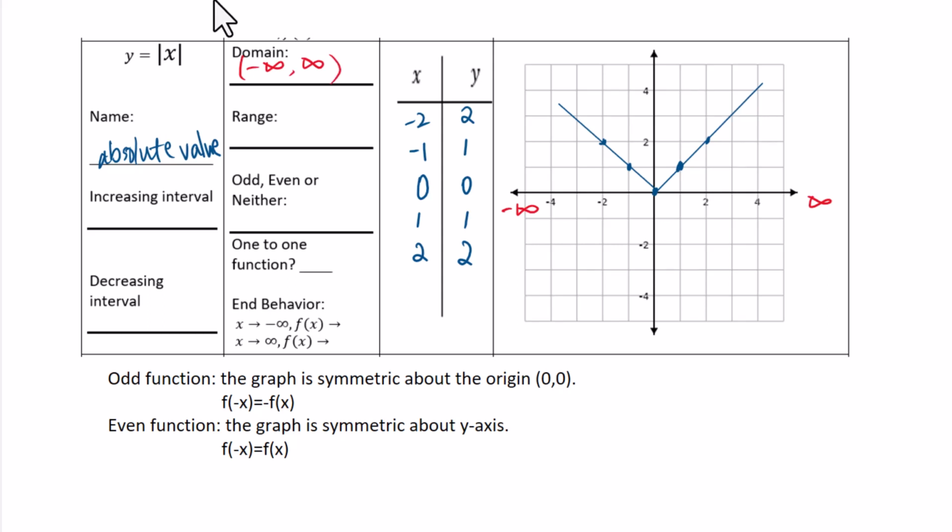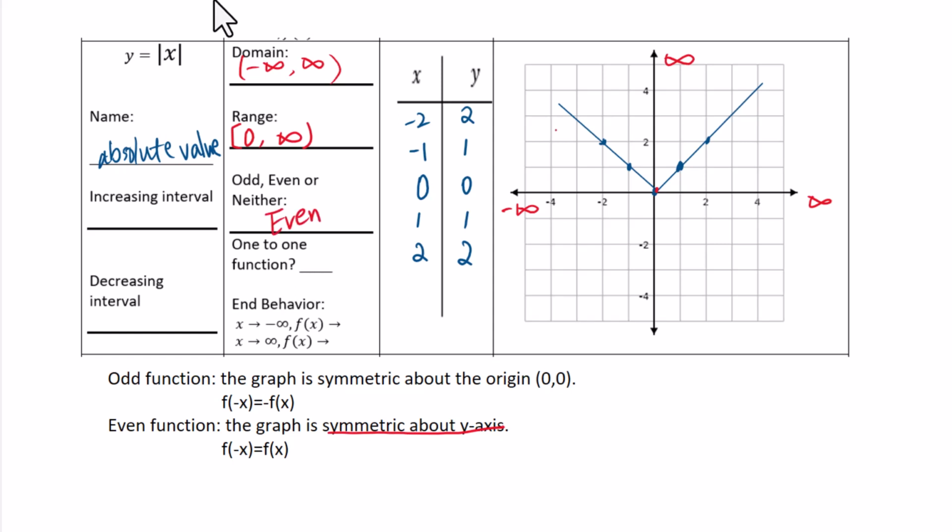Range: no ending point at the top. We do have a bottom point, 0. So range is from 0 to positive infinity. Since the graph is symmetric about the y-axis, this is an even function.